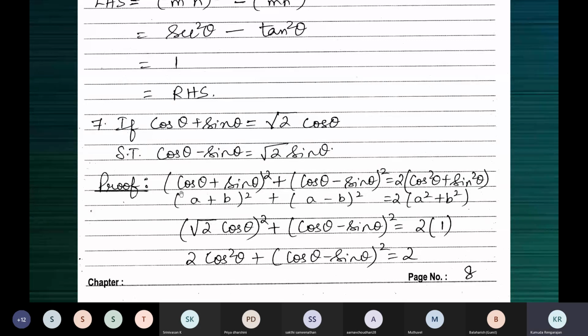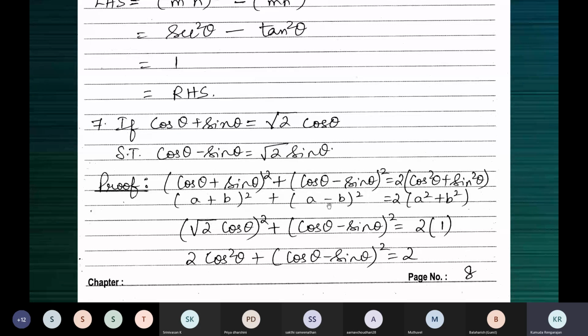Okay, so now we are given, children, that we're not going to expand cos theta plus sin theta the whole square. But we are given that cos theta plus sin theta is root 2 cos theta. We are given this, so please substitute. Cos theta plus sin theta is root 2 cos theta, the whole square plus, this one is what we have to find.